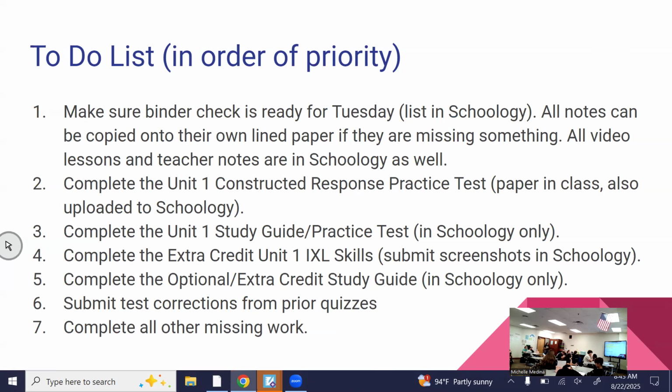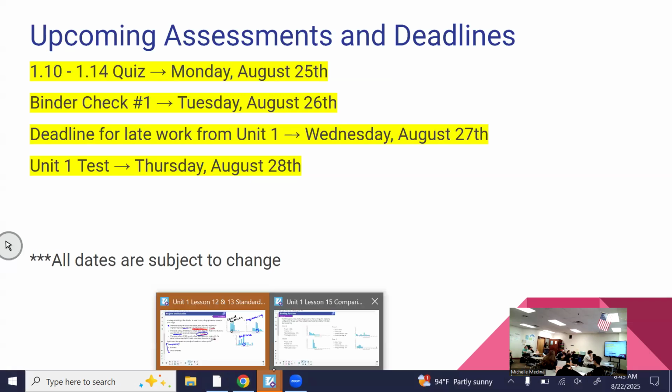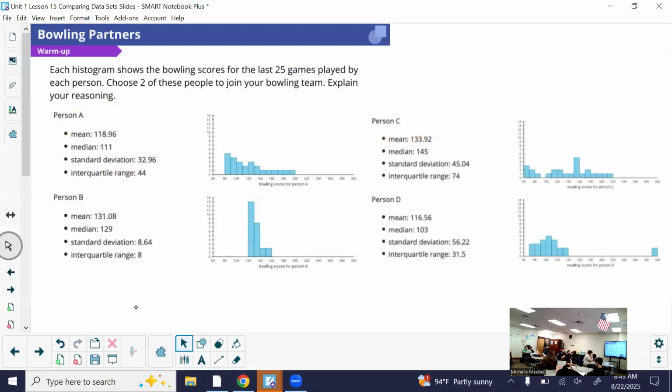Everything that's highlighted is everything that's for the following week. So Monday we have a quiz, Tuesday minor check, Wednesday is the deadline for late work, Thursday is your major test. So pretty important week. Any questions on anything of them? So now this week is really ready for next week.